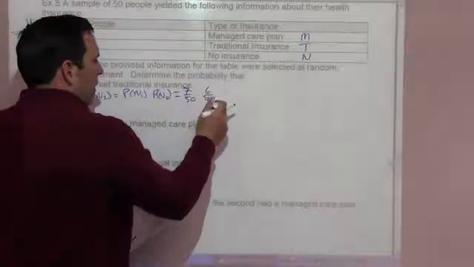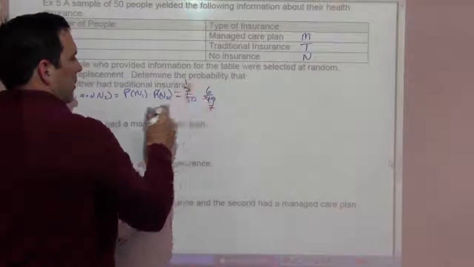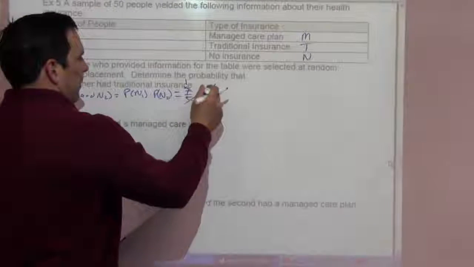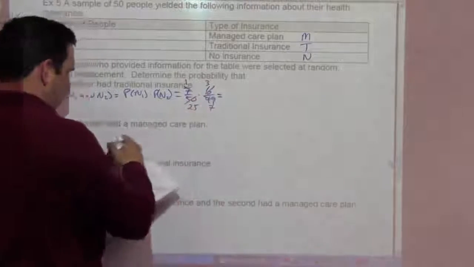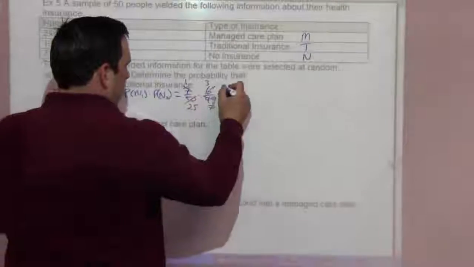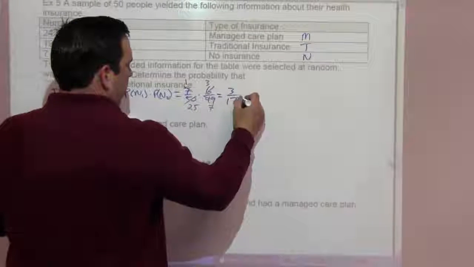So the 7 and the 49 can cancel or reduce. The 6 and the 50, you could get a 3 there and get a 25 here. And we're looking at 3 over 175.